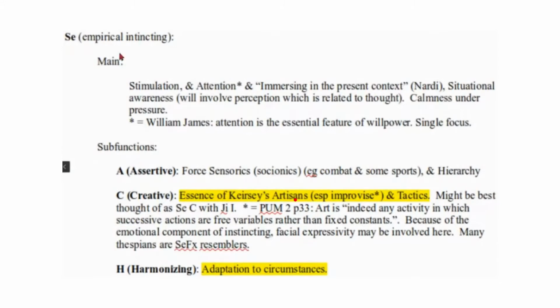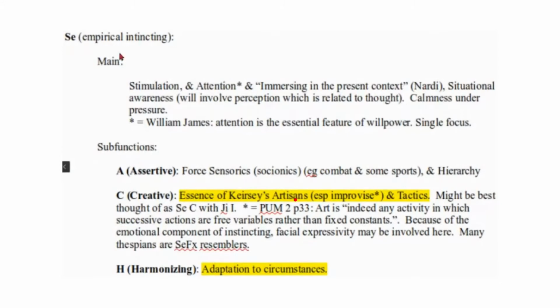Assertive force, sensorics. That's a good word. Not sure what it means. Combat in some sports. Yeah, so I'm quite into cycling, which I think is a purely physical sport. Yeah, I think it's low on SE. It's interesting. Hierarchy. Yeah, I don't find myself relating. Basically, I think that fits. I think yeah, you can use all those terms.